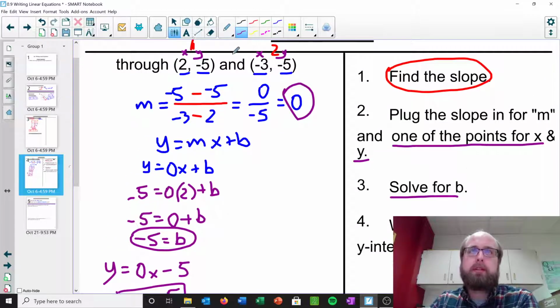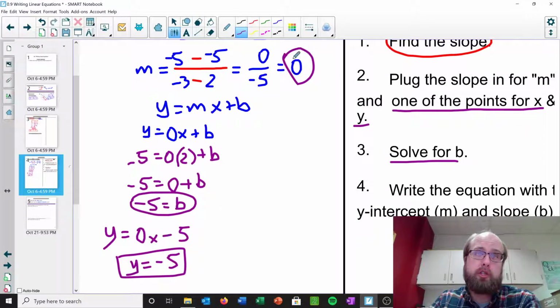So, in this case, like I said, start out, find the slope. Then you can put the slope in for m, the b, keep it as a b because we don't know what it is yet. And then pick one of the points, doesn't matter which one, plug it in for your x and y so that you can find b, you can solve for b, and then you can write your equation. You'll have your m, you'll have your b, plug it in.